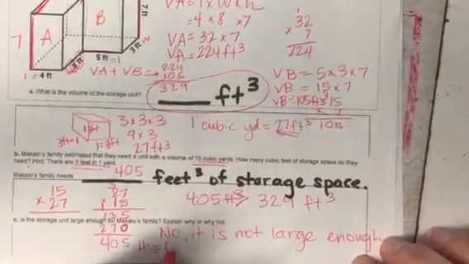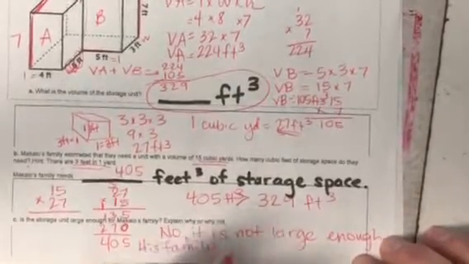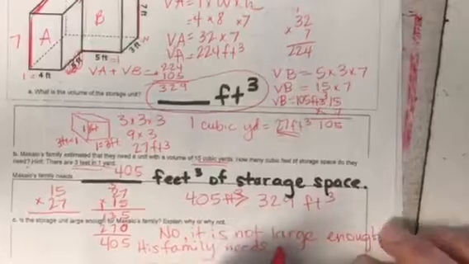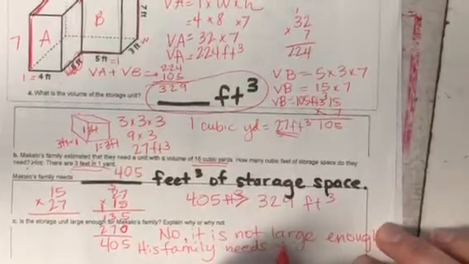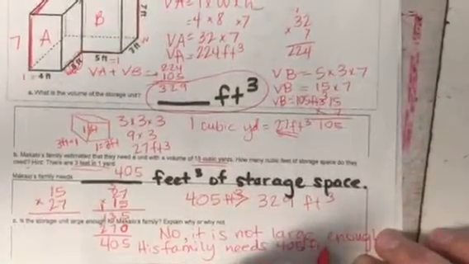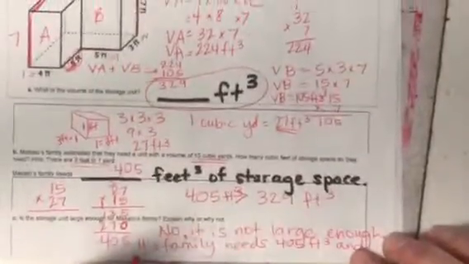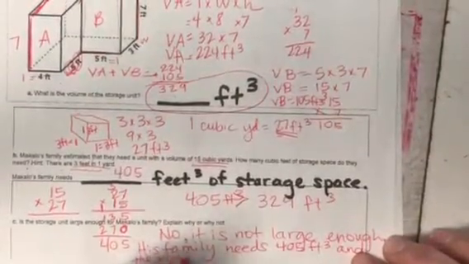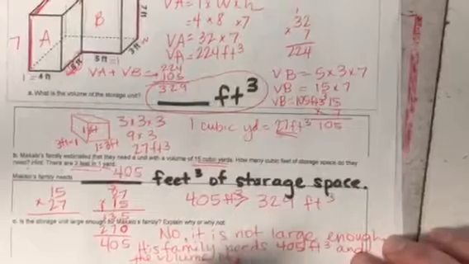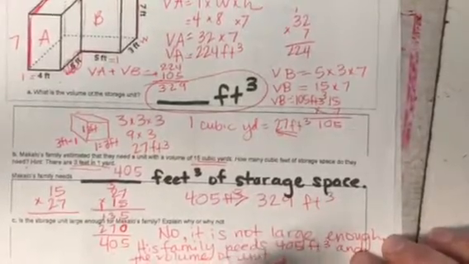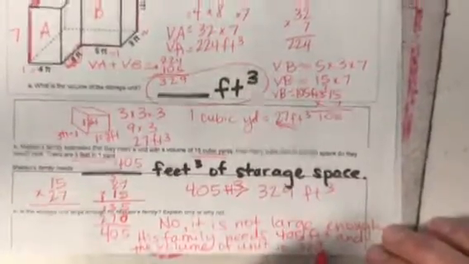His family needs 405 feet cubed, and the volume of the unit is 329 feet cubed.